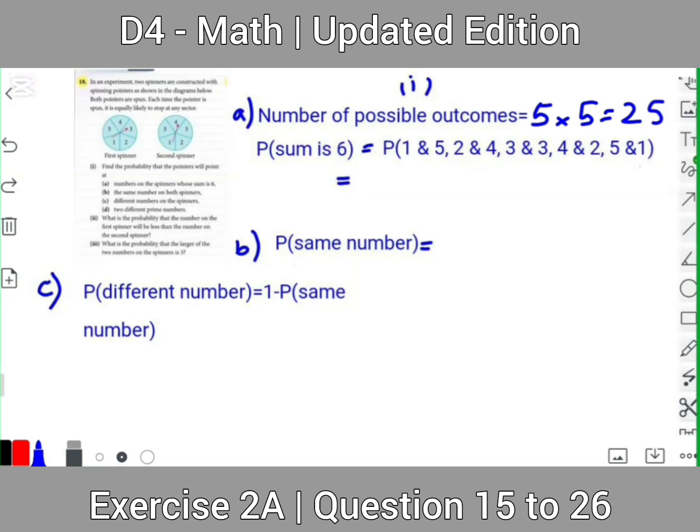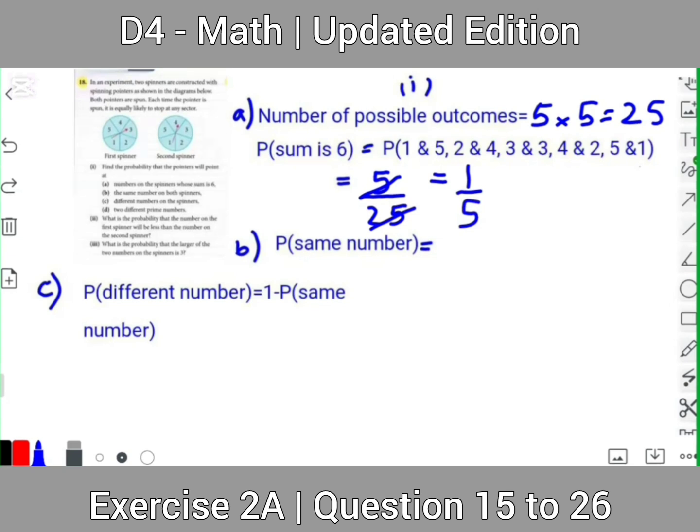Now we have to find the probability that the pointers will point at numbers on the spinner whose sum is 6. So the outcomes are 1 and 5, 2 and 4, 3 and 3, 4 and 2, and 5 and 1. Here we can see we have 5 favorable outcomes. The number of favorable outcomes is 5 and the total number of outcomes is 25, so it simplifies to 1 over 5. So the probability that the sum is 6 is equal to 1 over 5.